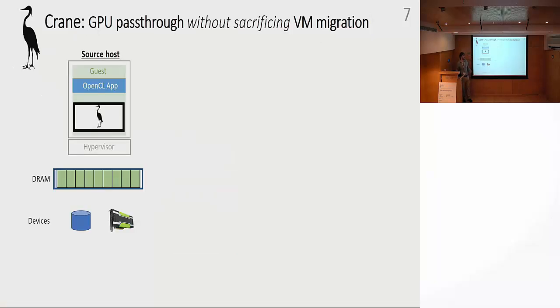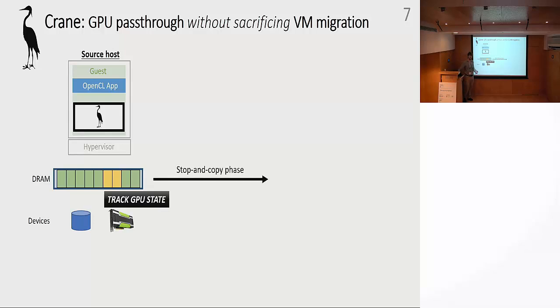So that leads us to Crane. Crane provides GPU passthrough without sacrificing VM migration. So let's see what Crane looks like. When an OpenCL application runs, we intercept calls to the OpenCL API, and we track the GPU state in DRAM.